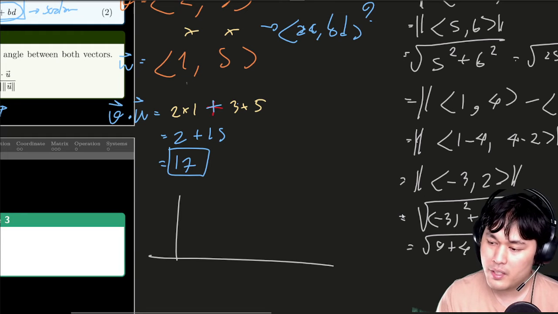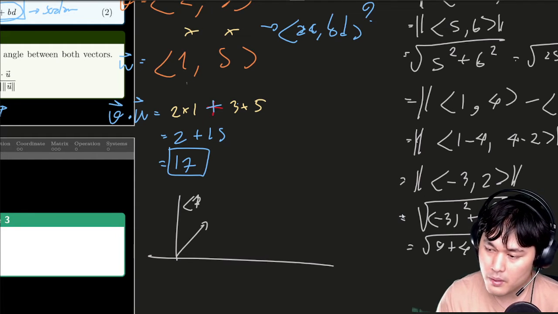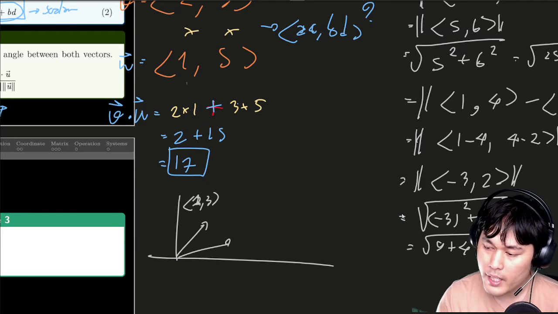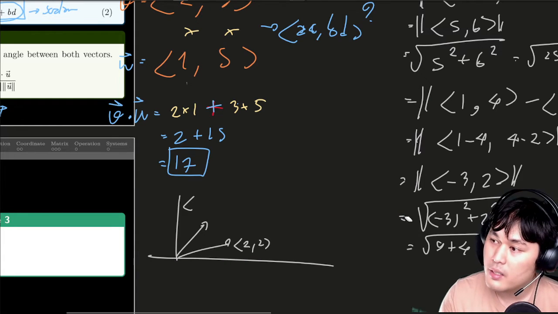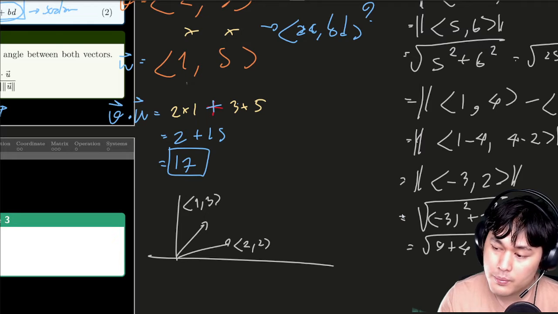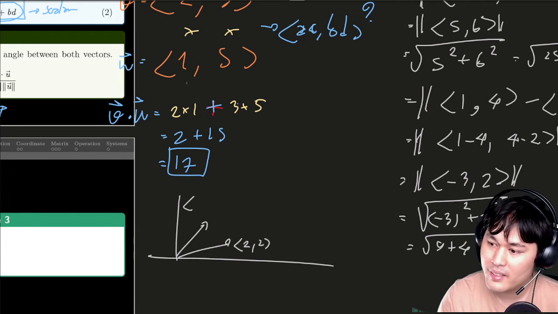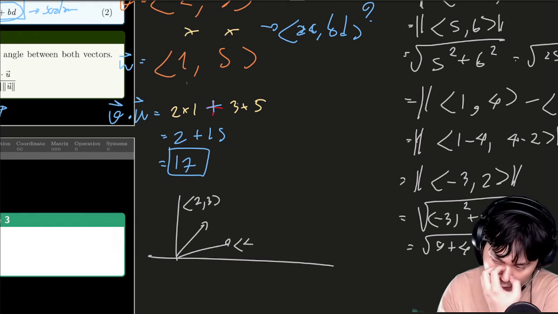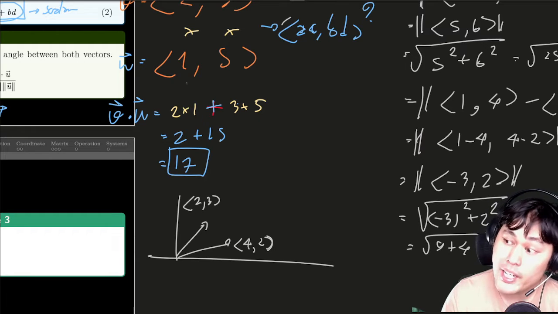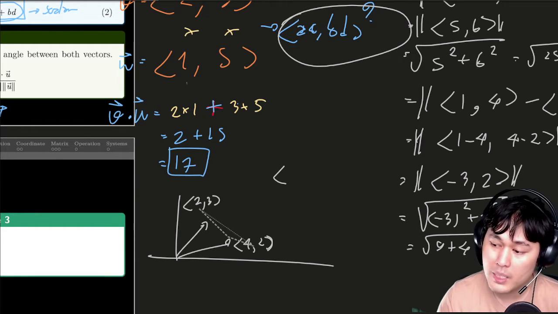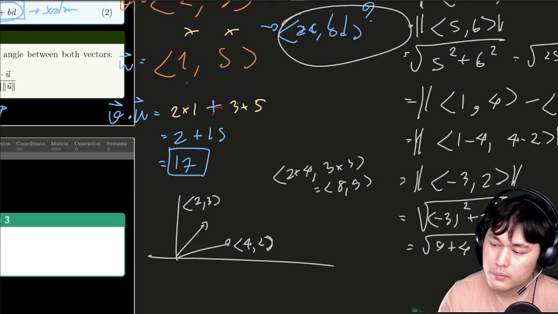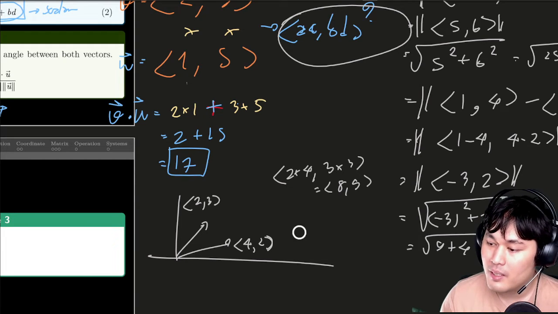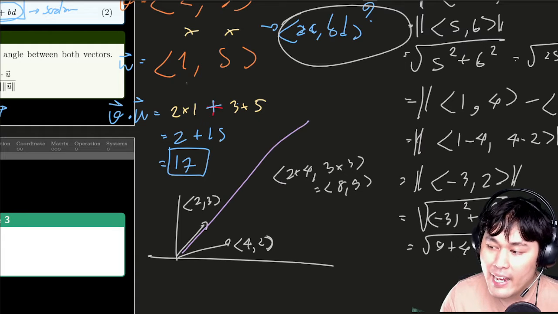For instance, let me make it obvious that it's not a good definition. Say one vector is 2, 3 and the other is 4, 2. If you try to multiply it in this way, you would get what? 2 times 4 is 8. 3 times 3 is 9. So it's 8 and 9. Why is it 8 and 9? On this scale, it goes there.